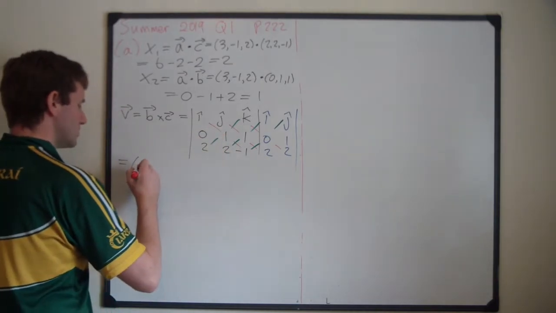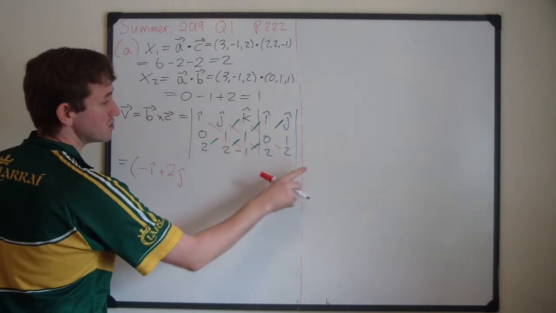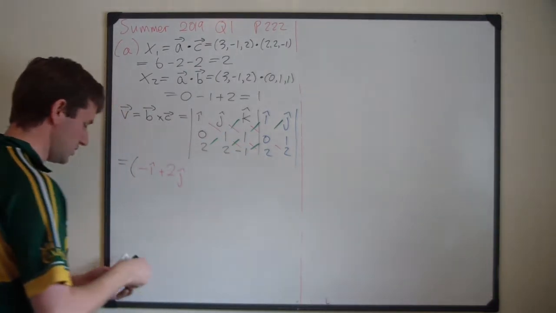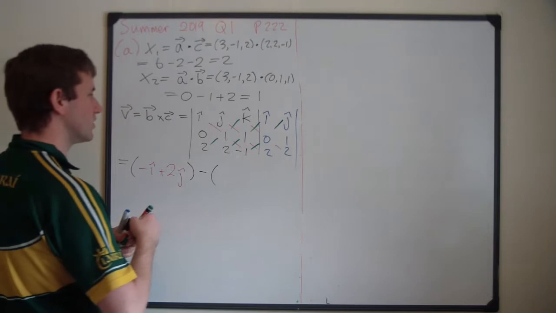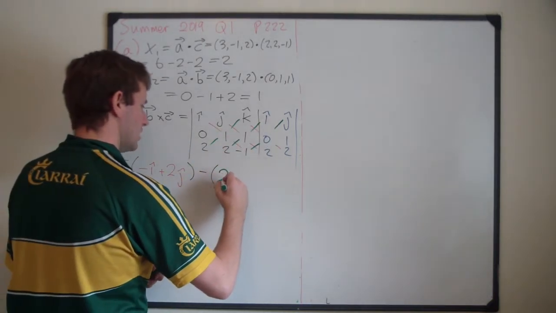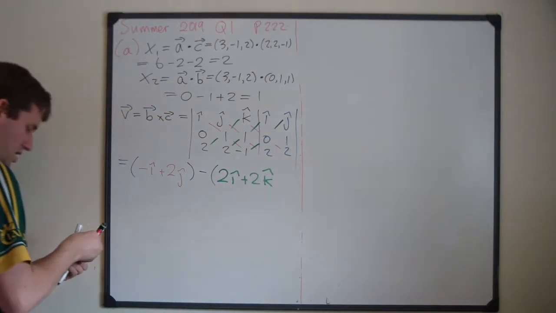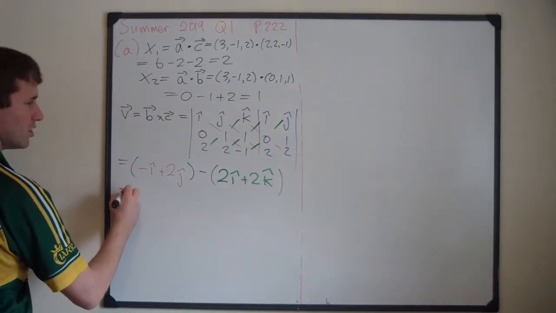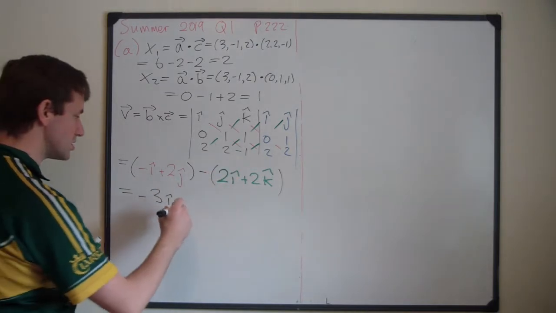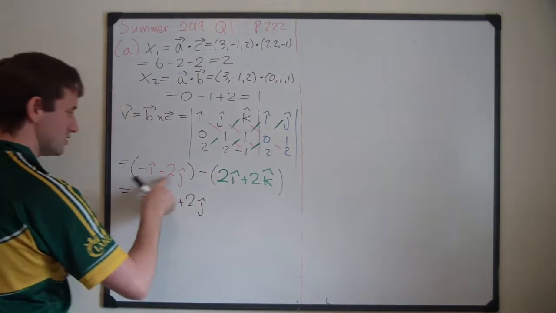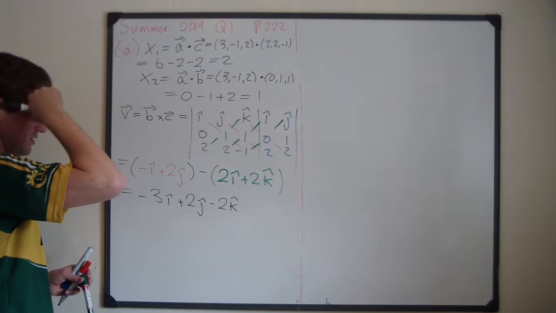So i by 1 by minus 1 is minus i. j by 1 by 2 is 2j. k by 0 is going to be 0, so I can actually leave it out. Take away the left hand diagonal: j by 0 is 0, forget about it. i by 1 by 2 is 2i. k by 1 by 2 is 2k. And being careful about this, we have minus i minus 2i, that's minus 3i. 2j, there's no j's over there, so that's 2j. And there's no k's here, minus 2k. Okay, so this is the vector v.